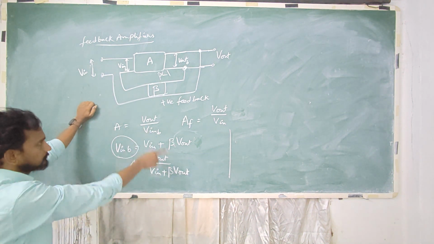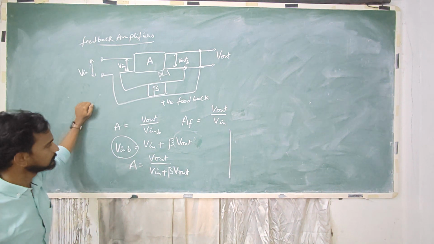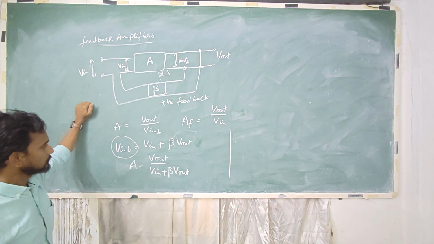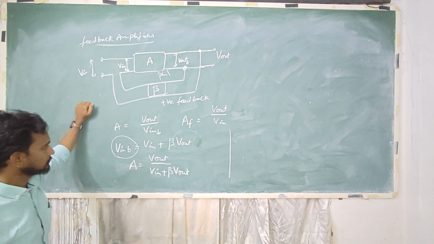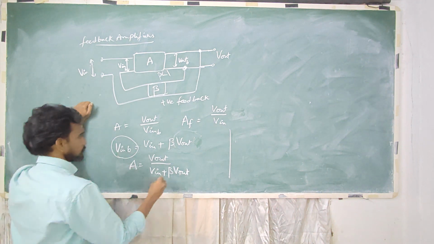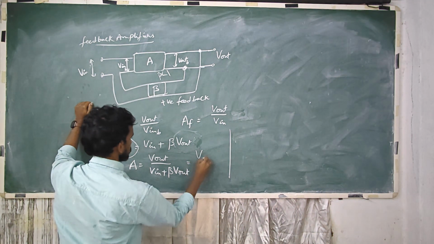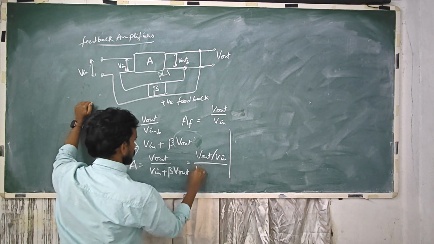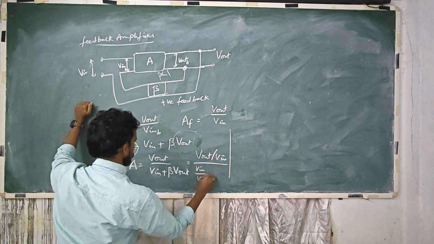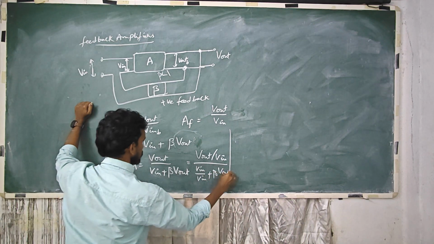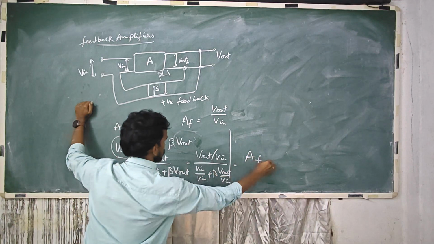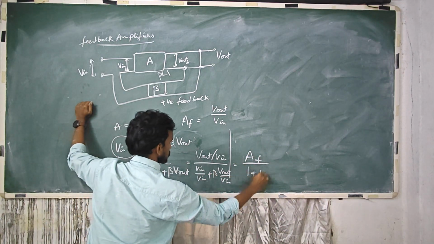Is that clear? So now what is the AF? V out by V in. So if I divide it with V in on both sides, so V out by V in by V in by V in plus beta times V out by V in is what? AF by 1 plus beta times AF.